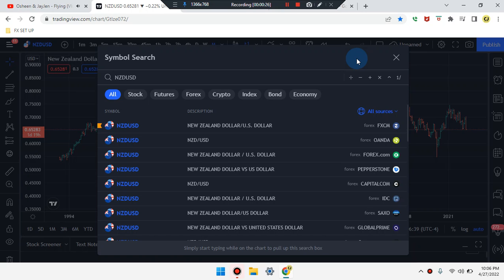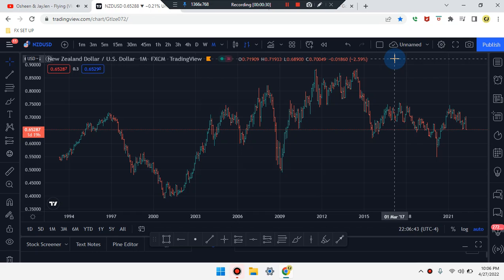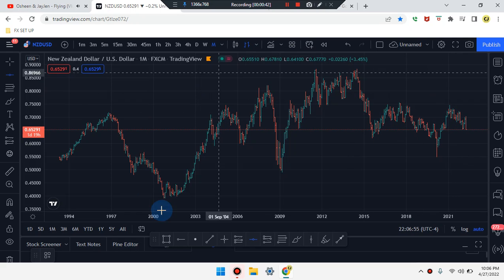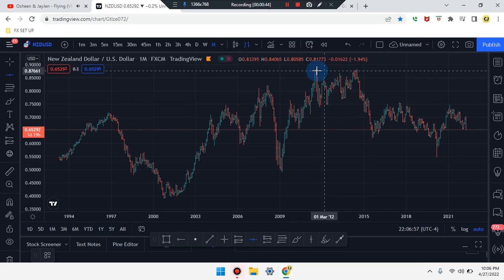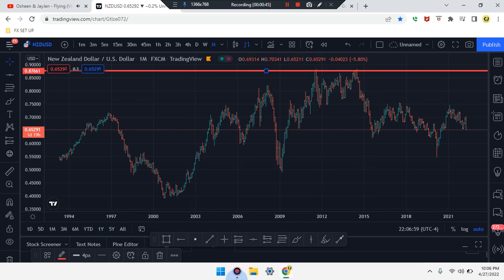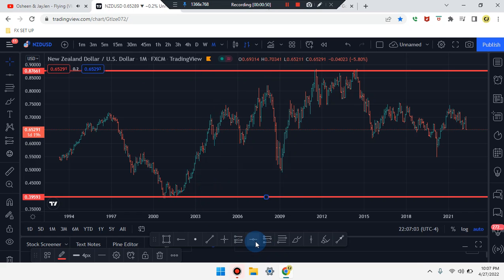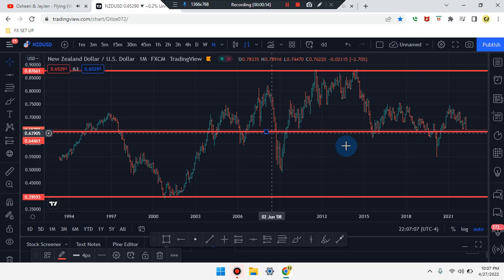NZD USD. Let's take a look at what's going on in the market. Price action: the last candle is a bearish candle, so the market is going to work its way down from the area. Price action overall, high is high. Price action overall, low is low. Midpoint in the middle.